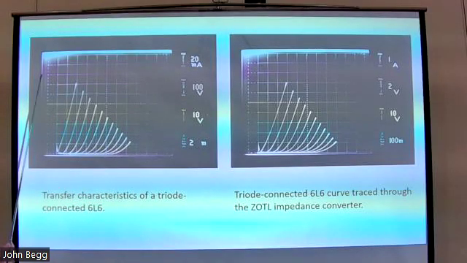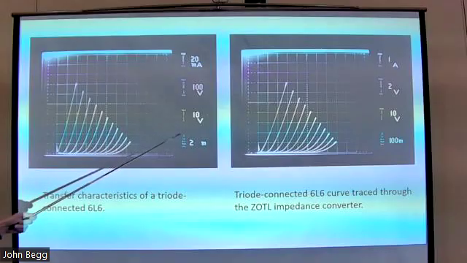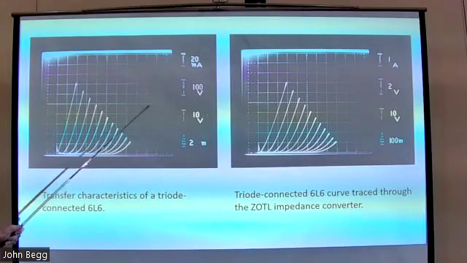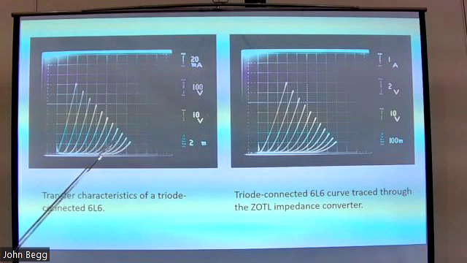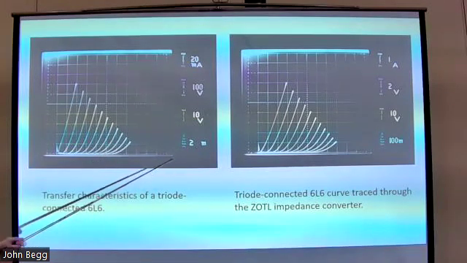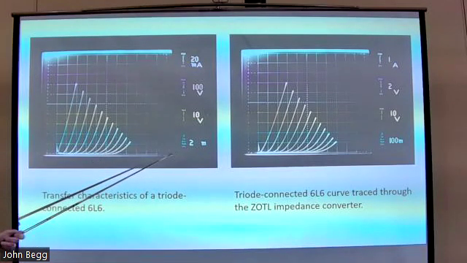The plate voltage, 100 volts per step, up. The grid steps are 10 volts. This one is 0 volts, minus 10, minus 20, minus 30, 40, 50, and so on, up to minus 100 volts. This is a transconductance.